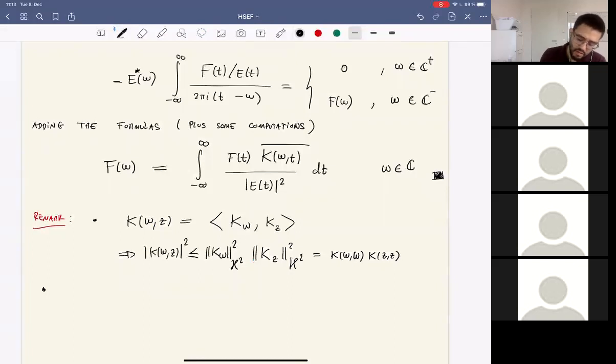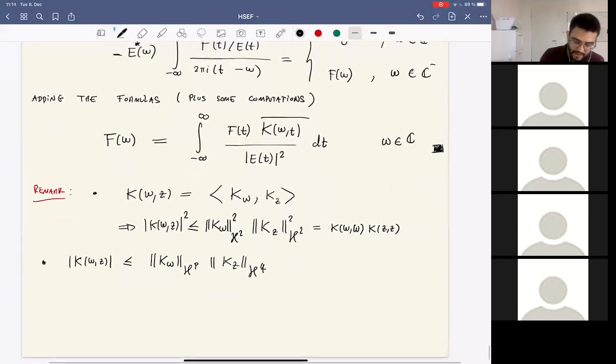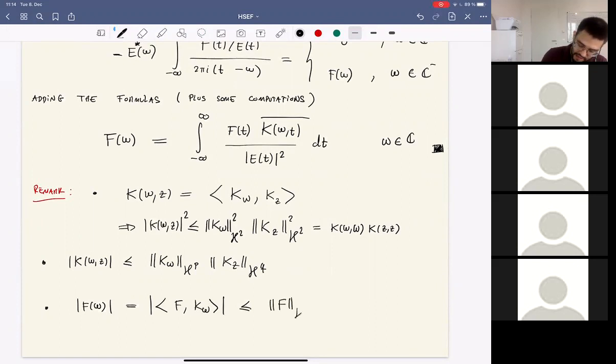And we do have another one. This is L2, but I could do just K_w without the square, in H^p, and then K_z in H^q. That's another one. Okay. And maybe a third one would be, well, if I do f(w), I know that this is the modulus of the inner product of f and K_w. So I could just do the norm of f in H^p if f belongs to H^p, and then the norm of K_w in H^q. So this is for f in H^p.